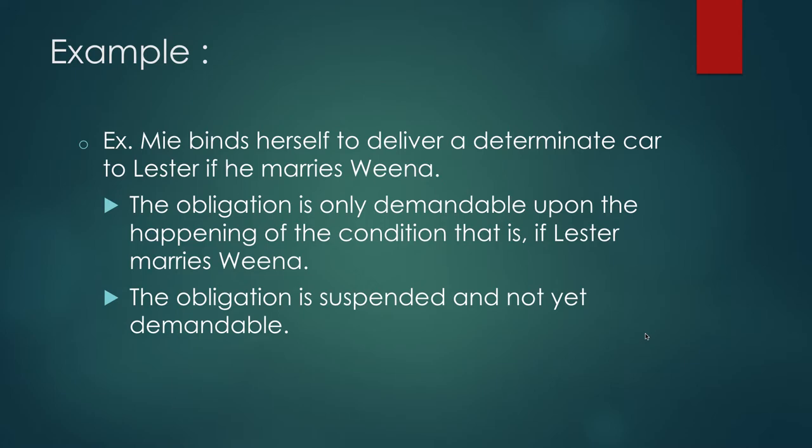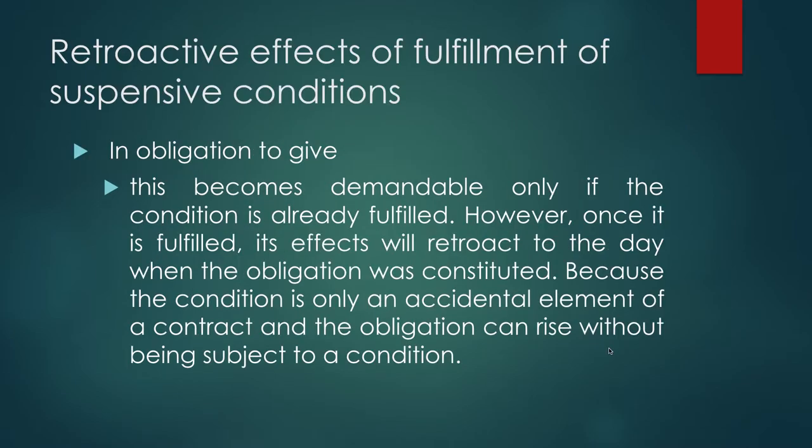Next example, Me binds herself to deliver a determinate car to Lester if he marries Wina. The obligation is demandable upon the happening of the condition, that is, Lester marries Wina. The obligation is suspended and not yet demandable. Okay, so it's waiting upon Lester's marriage to Wina.